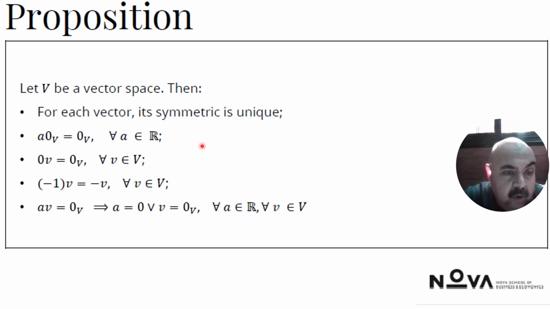The condition after that: if you multiply by a negative value, any vector that is symmetric will exist in this set, as we told you. And for av equal to 0, it means either a is equal to 0 or v is equal to 0, for every a that belongs to R and for every vector that belongs to the vector space. Those are the propositions related to vector space.